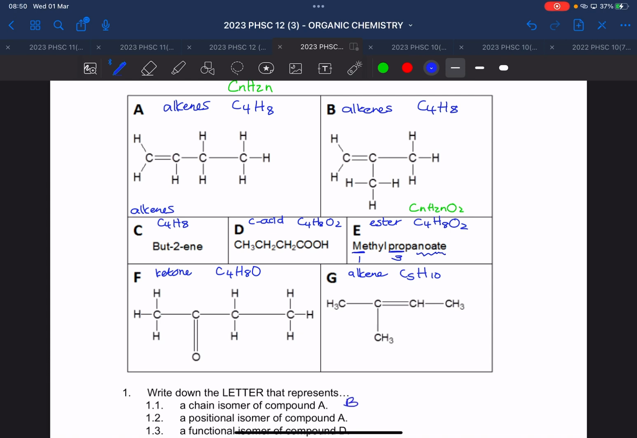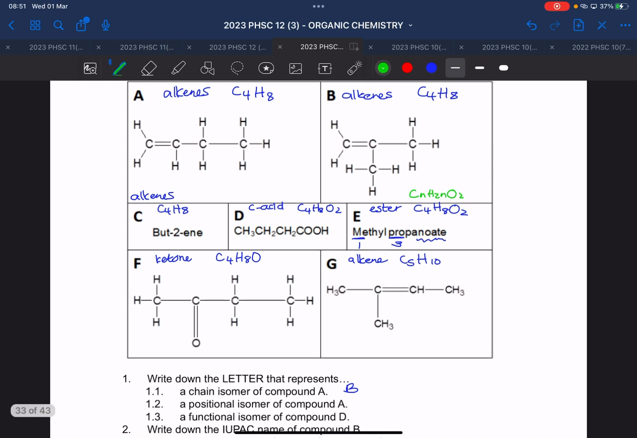Then the positional isomer, Mama, of A. It is C, because this one's name would be but-1-ene, because the double bond is on the first carbon, and this one is but-2-ene, it's on the second carbon, so it will be C.